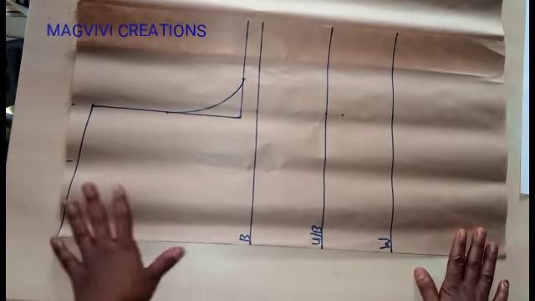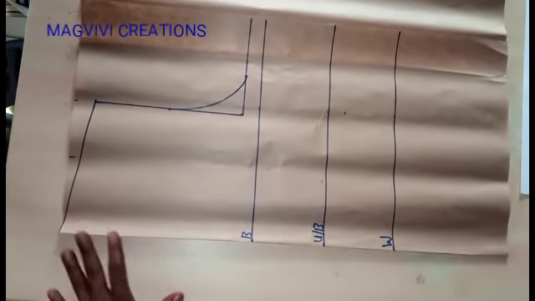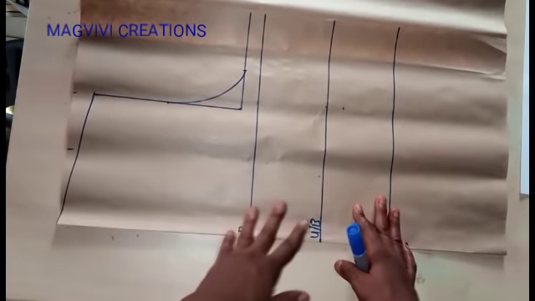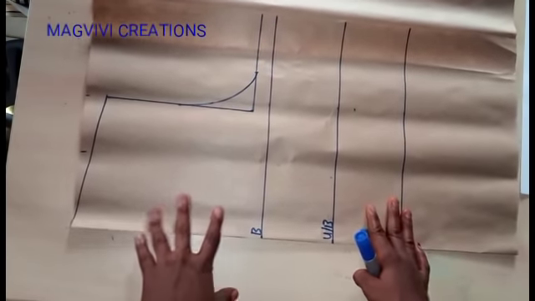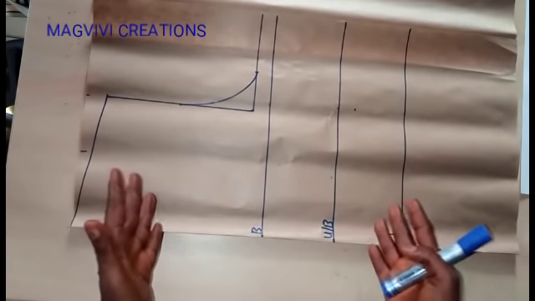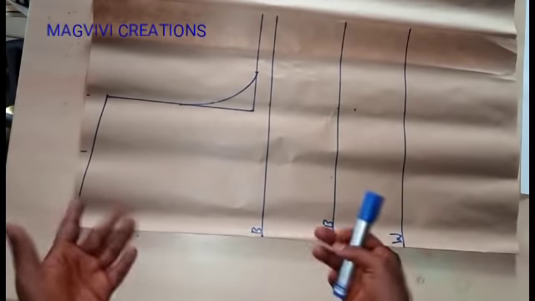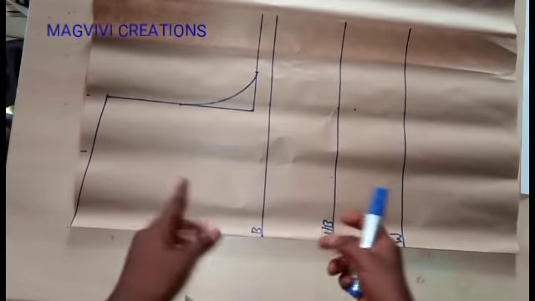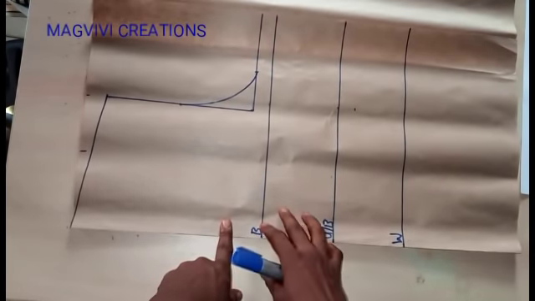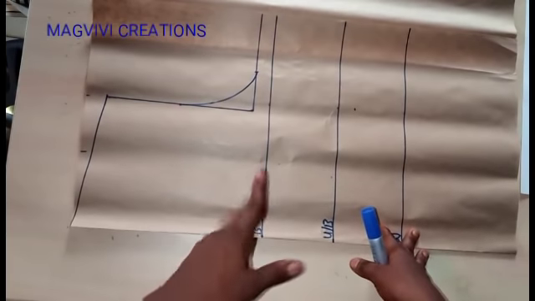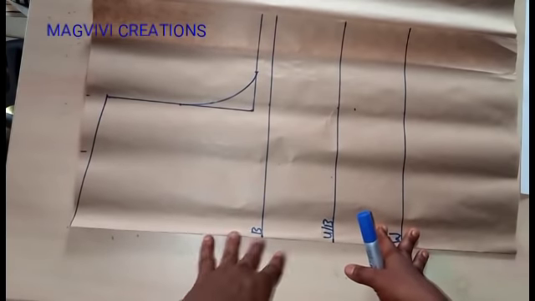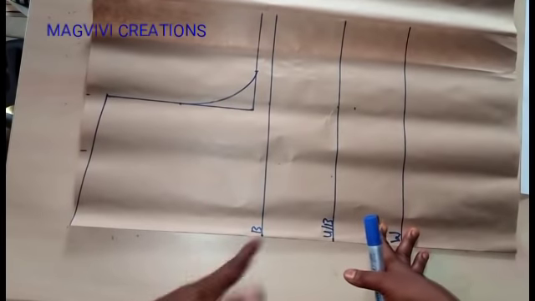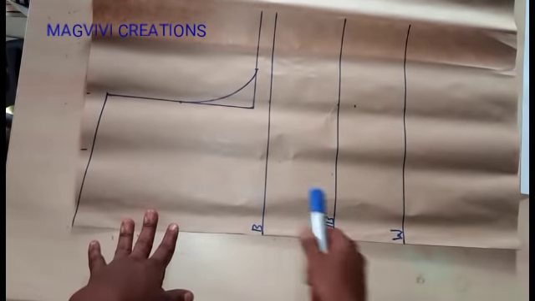Now let's start. I have just drafted the basic bodice, and I believe you should know this by now, because if you have gotten to the level where you want to draft the corset, I believe you should know how to draft the basic bodice. If you don't know that, I will drop the link in the description box below. So let me not talk too much, so this video will not be too long. Let's just go ahead.